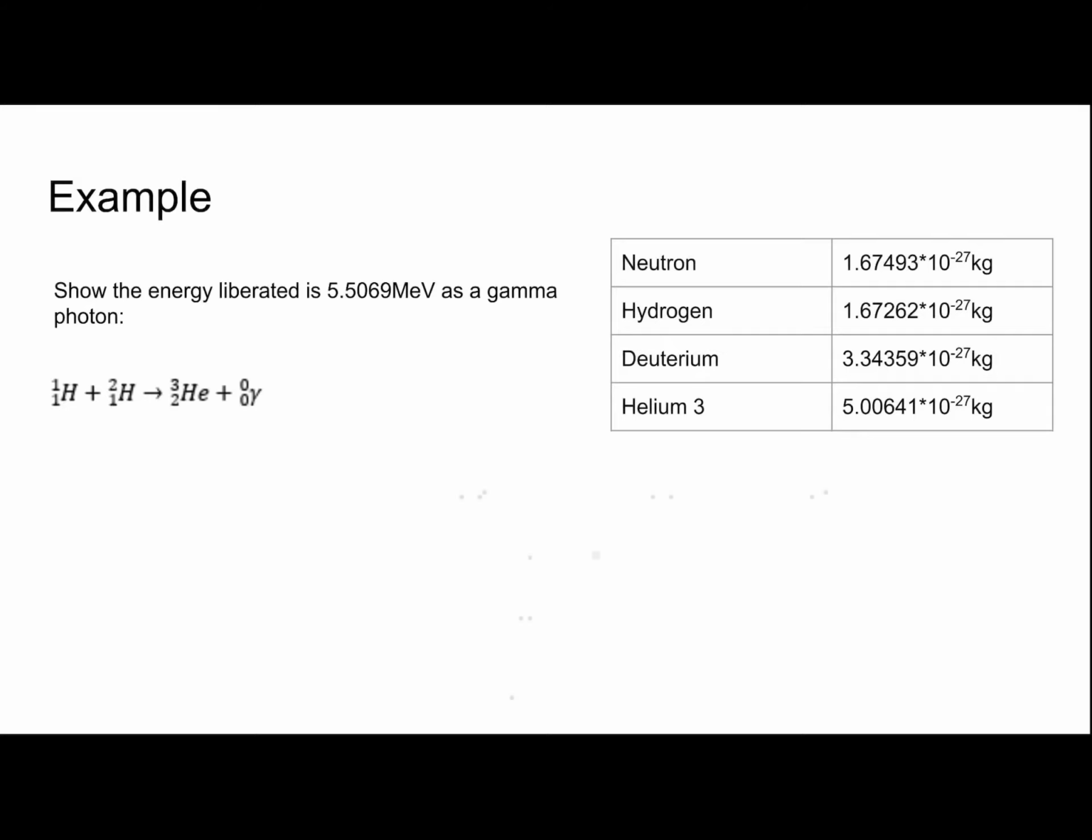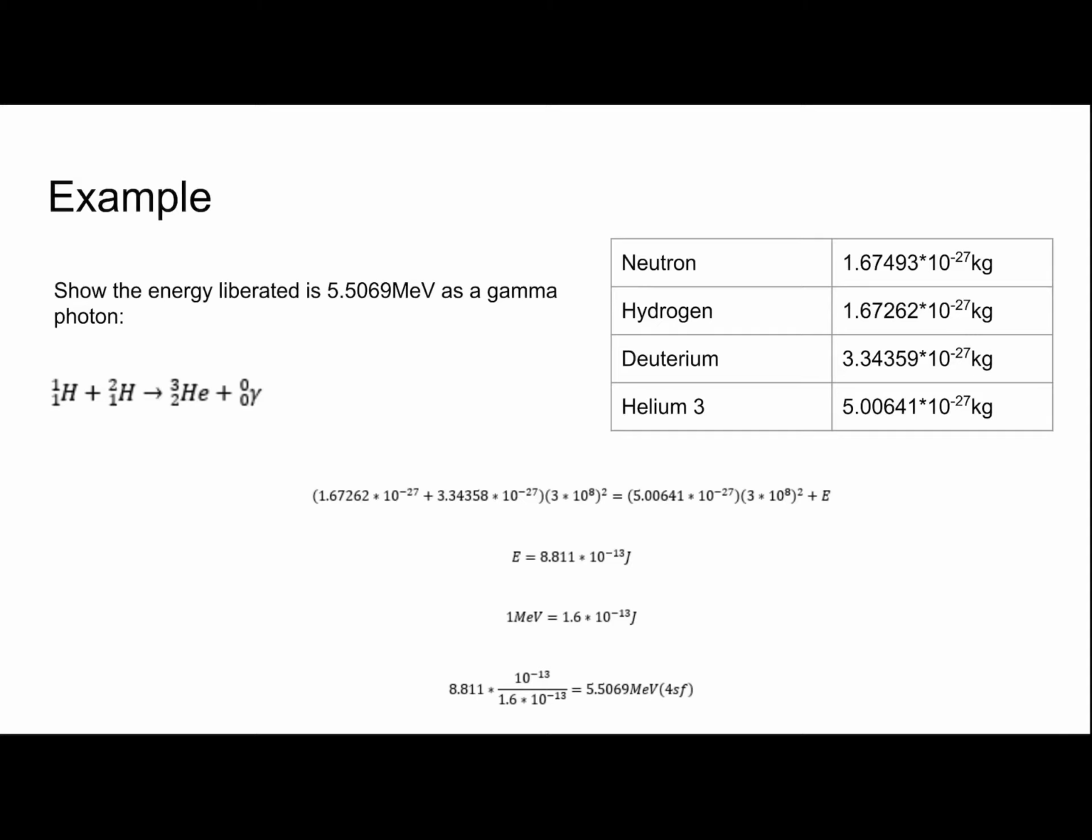Alright, I hope you gave that question a try. The first thing we've got to do is find the total mass of our reactants. The total mass of our reactants would be the mass of the hydrogen, or the proton, plus the mass of the deuterium nucleus. We add these masses together and multiply by c squared, and that is the left-hand side. That's the mass energy of the reactants, and that's equal to the mass energy of the products, which in this case would be the mass of the helium-3 nucleus times c squared, plus whatever energy is liberated.